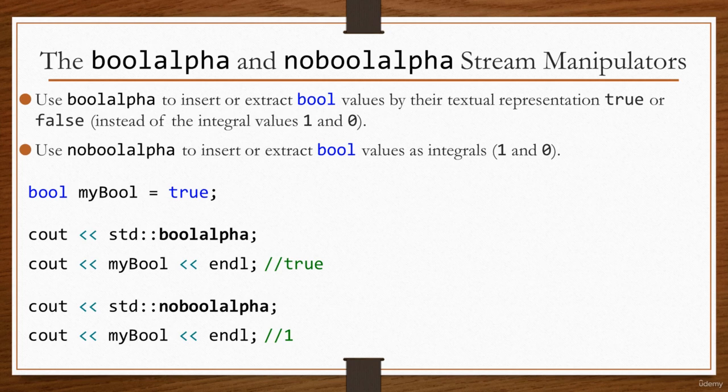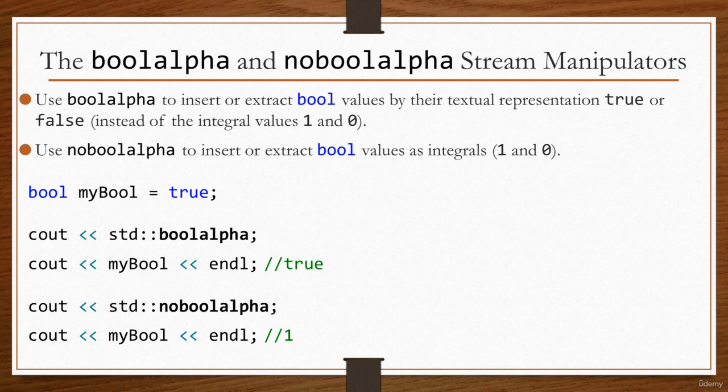So you basically set an alphanumerical flag to true, then you can use noboolalpha to turn that flag off again, and in that way you set it back to the default of inserting or extracting bool values as integrals again. You can see a quick example here. I have a boolean variable myBool which I initialize to true, then I do cout, the stream insertion operator, and I do the boolalpha. This is basically a function, but we do not use the parentheses, and it is defined in the standard namespace.